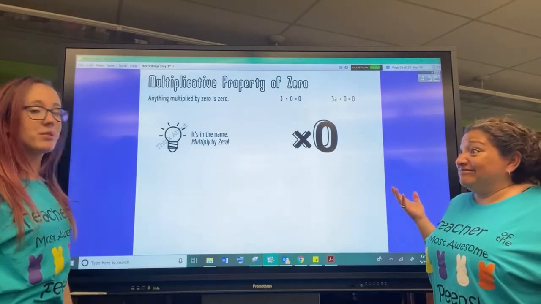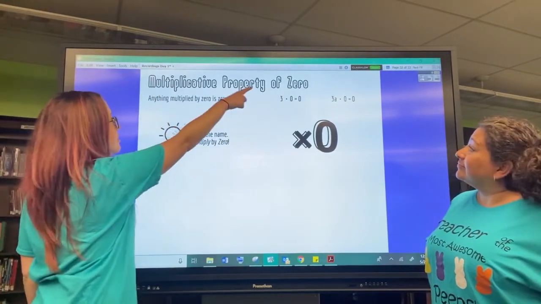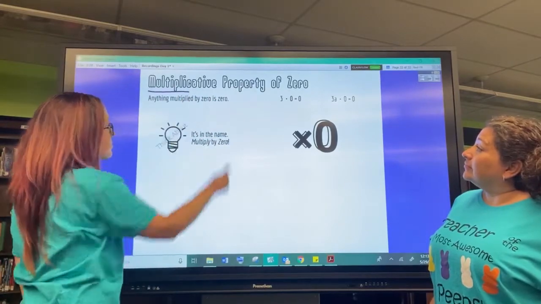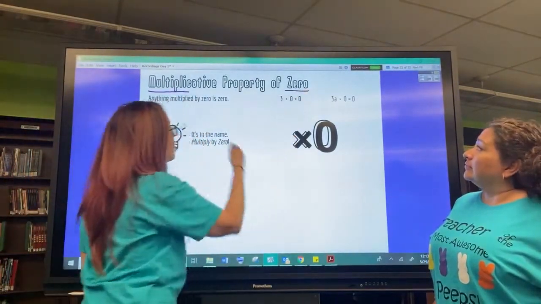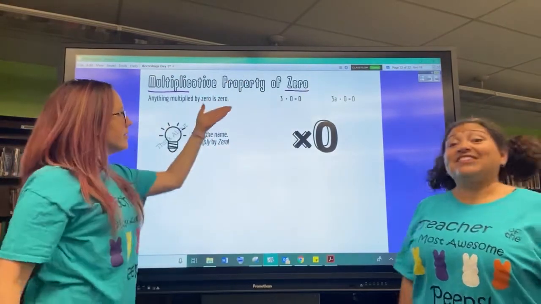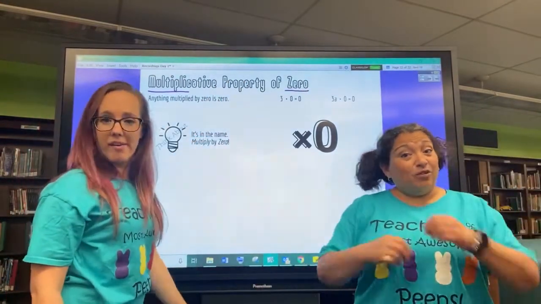That's it. The way to remember that is literally, it's just in the name. This basically spells multiply. It's close. And 0. So I'm multiplying by 0, and that's going to give us 0 every single time.